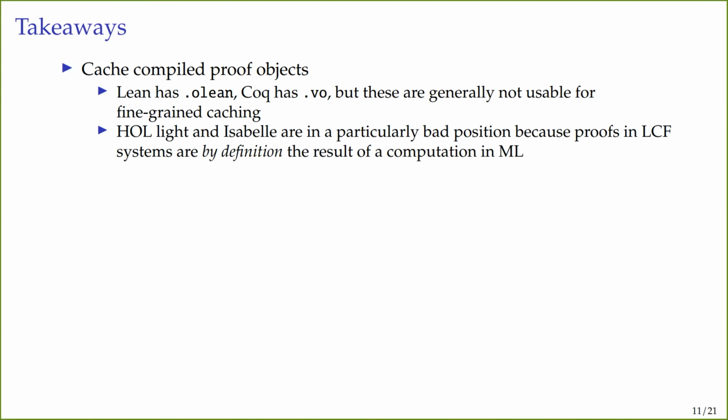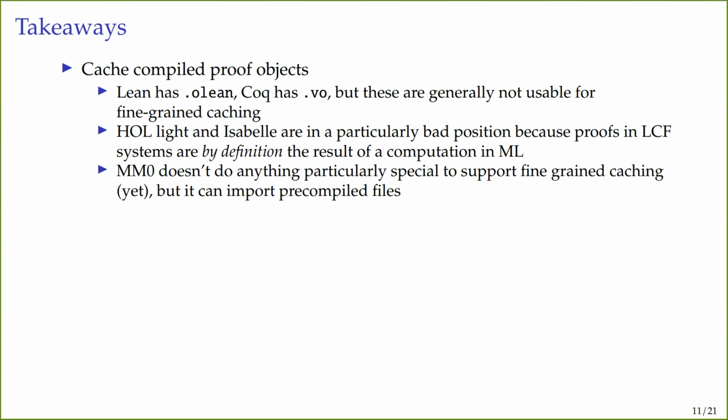And HOL Light and Isabelle are in a really bad position here because proofs in LCF are basically, by definition, you have to run a program, and the program goes to the kernel, and the kernel checks by virtue of running. So you can't extract the running from the checking. They're really the same activity. And if the running involves running a large tactic that's doing a search or something like this, then you have to pay for that every time.